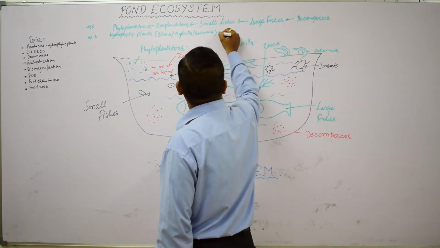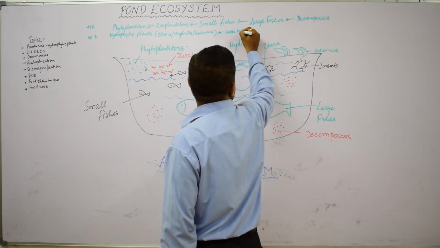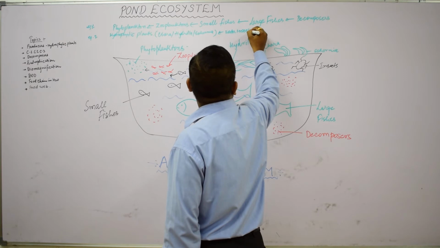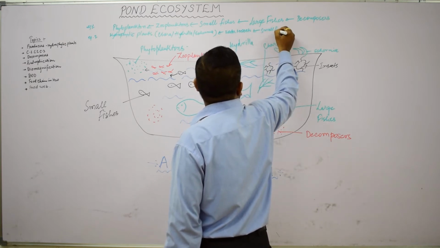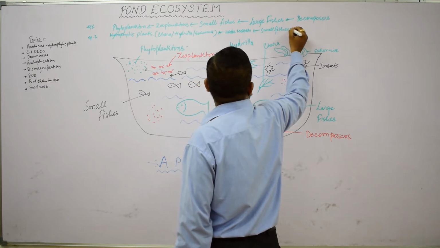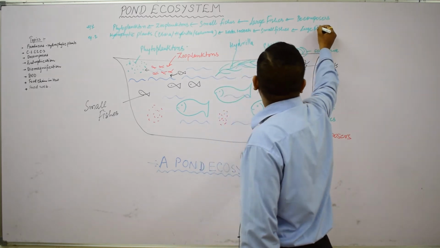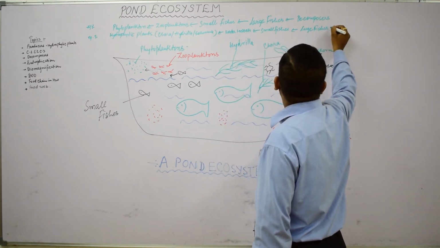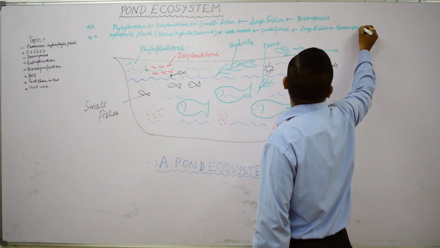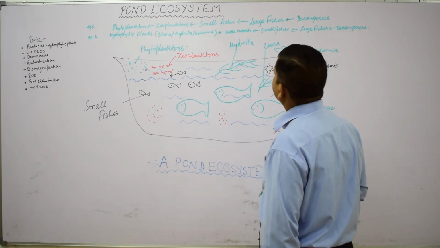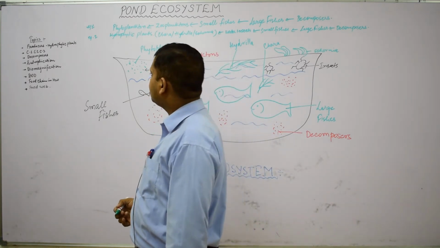Suppose they are eaten by water insects. Water insects are again eaten by small fishes. Then small fishes are again eaten by large fishes. And they are eaten by decomposers. This is the two food chains I have shown you.